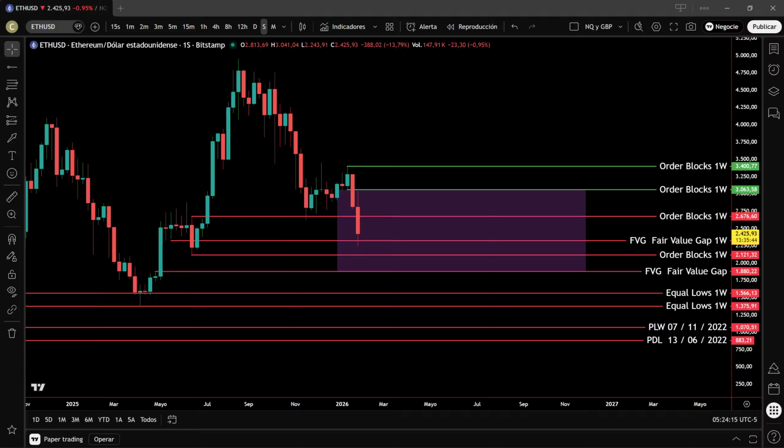On the upside, we identify resistance levels at the order blocks of $3,063 and $3,400. As long as price remains trading within or above this purple band, the structure maintains its resilience. Losing this level would force us to look toward the equal lows at 1,375, but for now, the detected confluence is our primary safety net for this week's narrative.